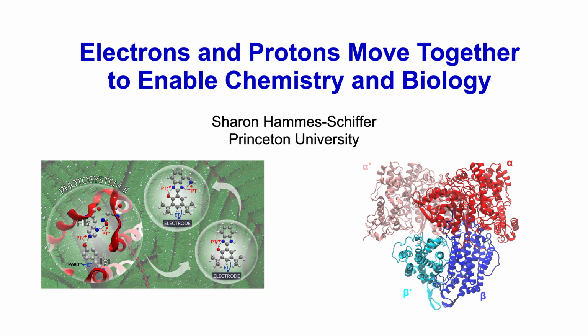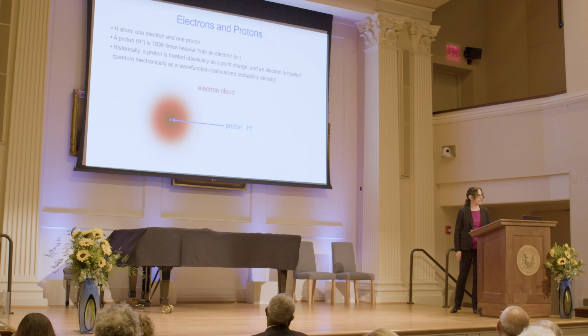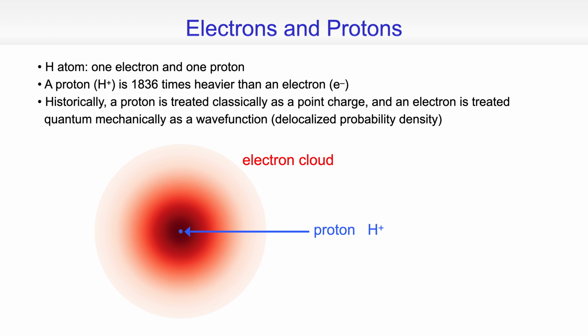So it's a real honor to be here and to be able to tell you about our work on how electrons and protons move together to enable chemistry and biology. So I want to start out just by describing electrons and protons. A hydrogen atom, we probably all know, has one electron and one proton, and the proton is around 2,000 times heavier than the electron.